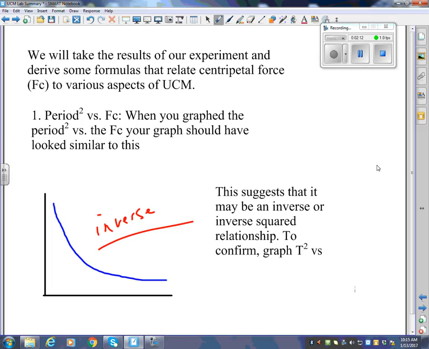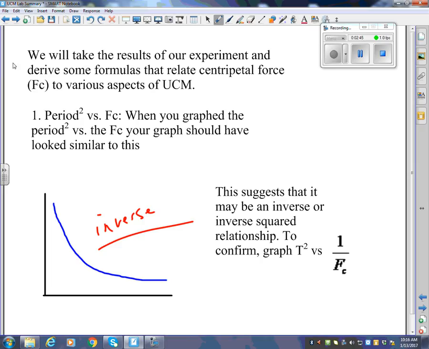Okay, because the difference in shape between inverse and inverse squared, if that's inverse, inverse squared is just like that. So it's kind of hard to tell, if they're not side by side, which one it is. And we already were graphing period squared, so it's already likely inverse. So to confirm, we're going to take T squared and graph it versus, and I asked you to do this, 1 over Fc. We're going to literally flip the data and see if we get linear.